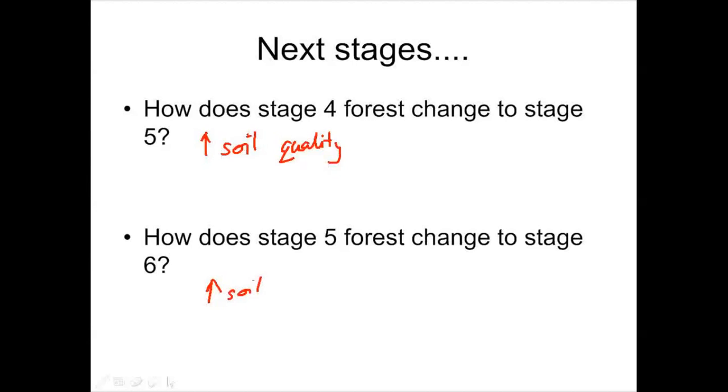So increased soil quality. The reason why Arataki, even though it's so old, has not reached a stage 6 climax community is because of the amount of nitrogen within the soil.